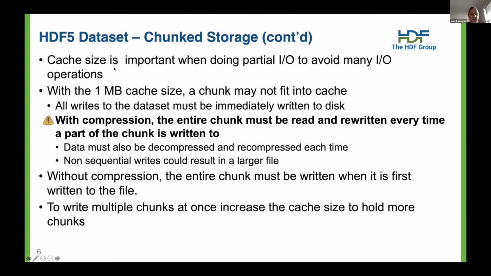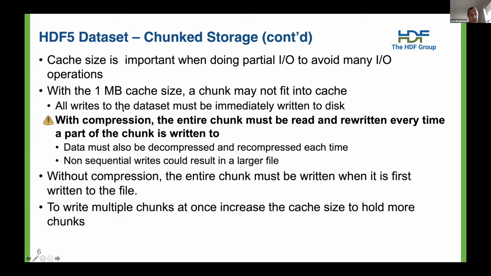So in general, chunk size is important when you're doing partial I/O, because you don't want to keep bringing stuff from disk and then compressing it or uncompressing it. So you want to avoid that operation. If it's in cache, you avoid that. As I mentioned with the 1 megabyte cache size, you might not have that chunk be able to fit into cache, so you might want to increase it.